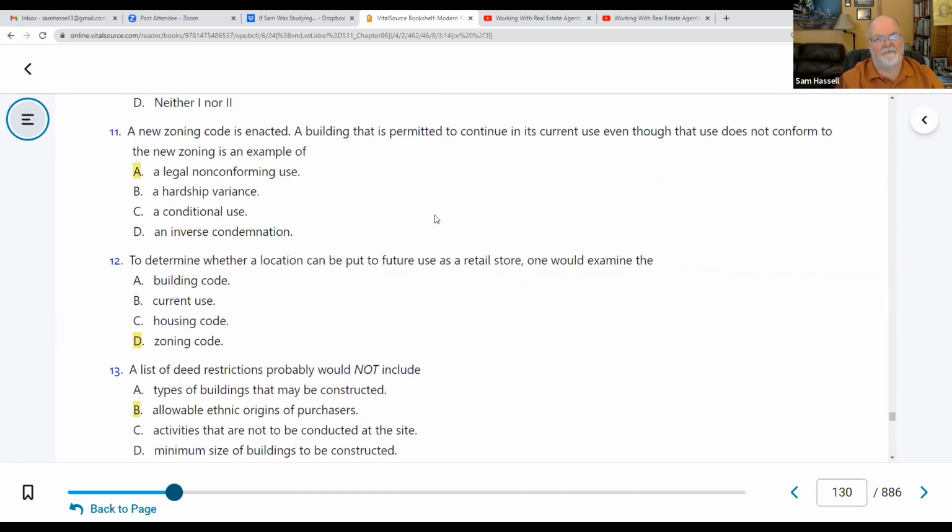Number 11, a new zoning code is enacted. A building that is permitted to continue in its current use, even though that use does not conform to the new zoning, is an example of a legal non-conforming use. Remember our Circle K on the corner example we talked about, right? Everything around it became residential, but they were still pretty viable. They can stay and they're going to give them a legal non-conforming use. They don't conform with the rest of the area.